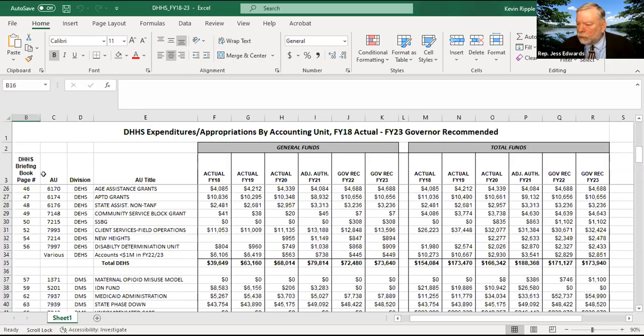But then, as contrasted with the client services field operations line, that looks like it's going up 5 to 8% per year, which is higher than the rate of inflation. It's a significant amount of money, 13.5 million by the time the budget's done. That would probably jump out at me as one area that I'd want to drill down deeper to understand.